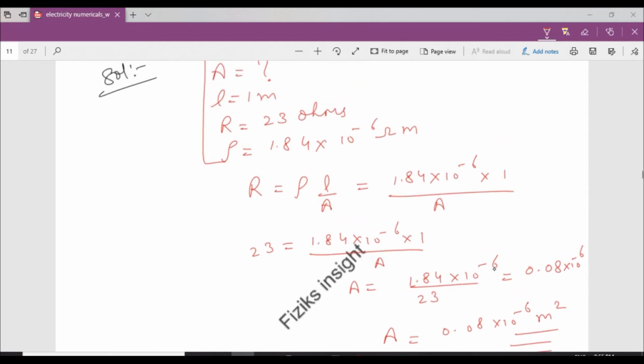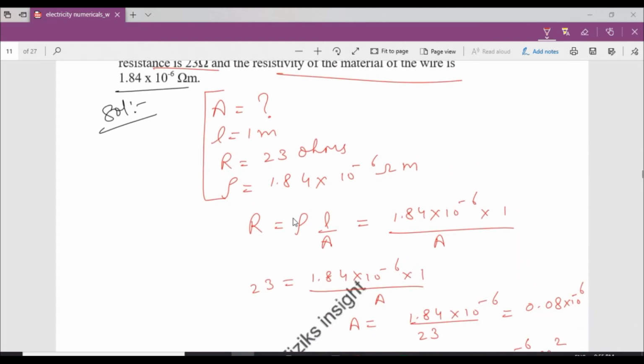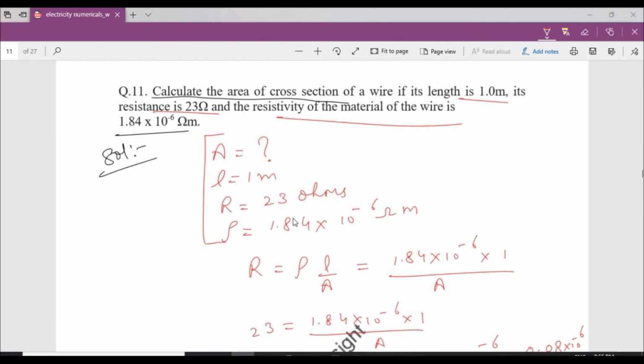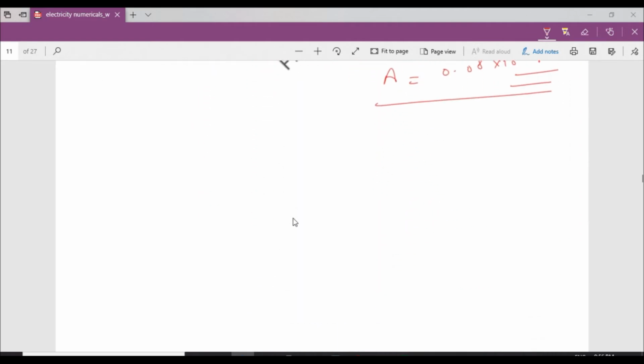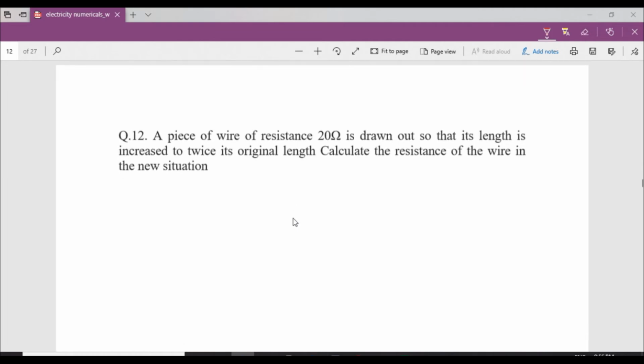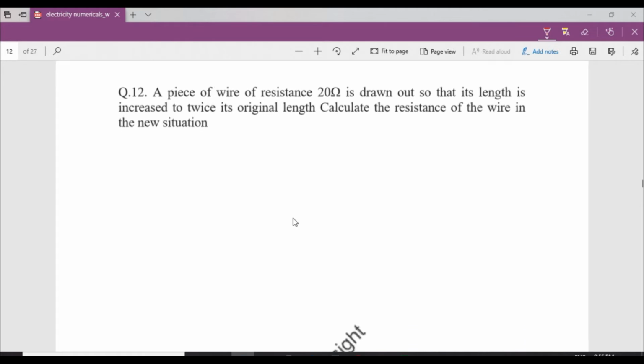So these are some various types of numericals which we are evaluating. Somewhere area we need to evaluate, somewhere resistivity we need to evaluate, somewhere modified resistance we need to evaluate. Each and everything I am going to cover in this session, that is how numericals based on resistivity and resistance can come in the exam. So next question. A piece of wire of resistance 20 ohm is drawn out so that its length is increased to twice its original length. Calculate the resistance of the wire in the new situation.